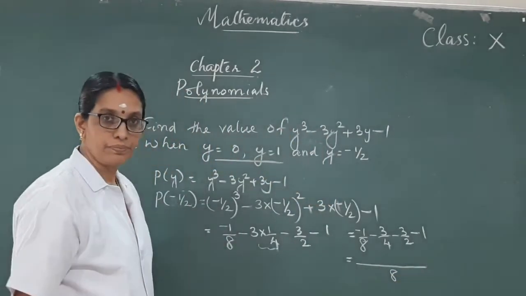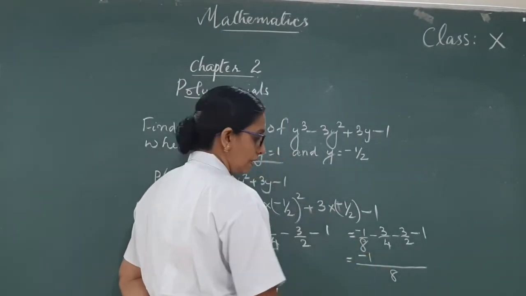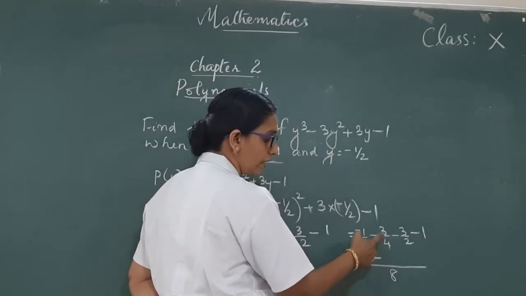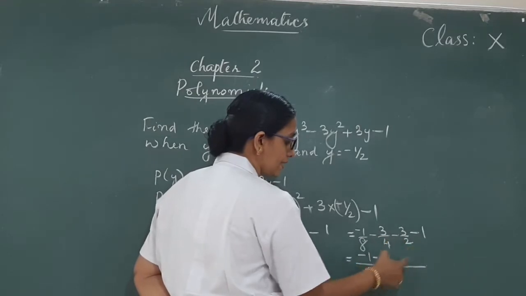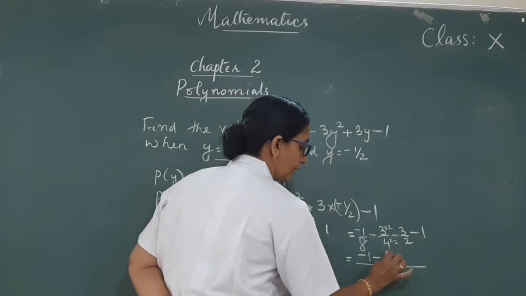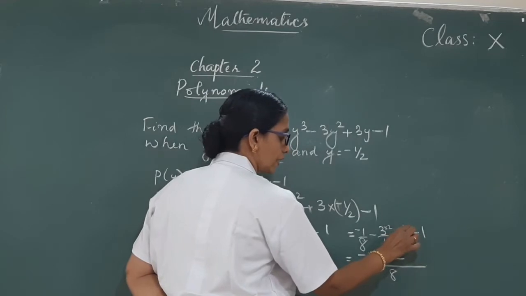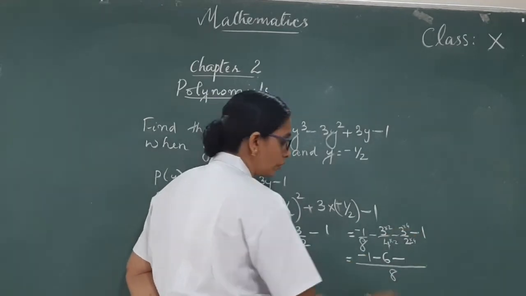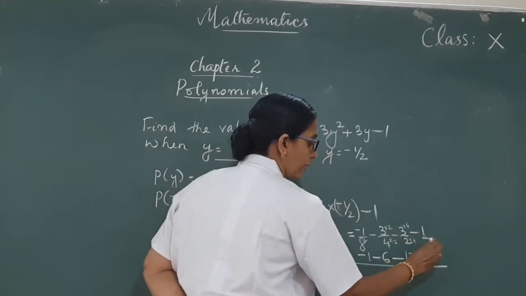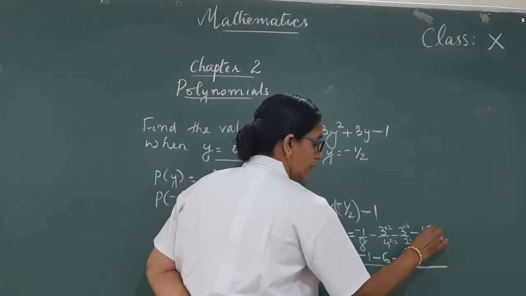Then the numerator, how will you get it? Here, minus 1 itself. Then minus 4 into which number to get 8? We have to change all the denominators to 8. So 4 into 2 is 8, so here also into 2. So here 6 minus, here 2 into 4 is 8, so 3 into 4 we also have to do. So 12. Then minus 1 by 1. So 1 into which number to get 8? 8. So here also 8.